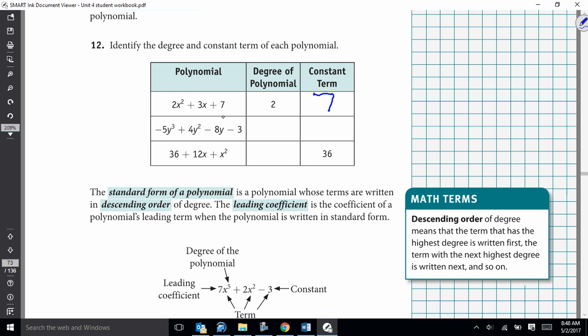All right, so our constant term is negative 3. So it's the number on the end. And then our degree is 3. And so this one, our highest degree is 2.